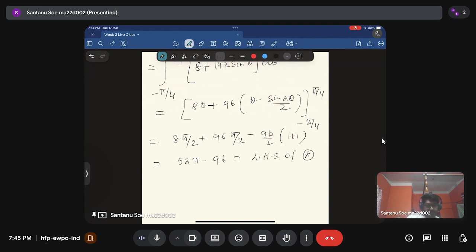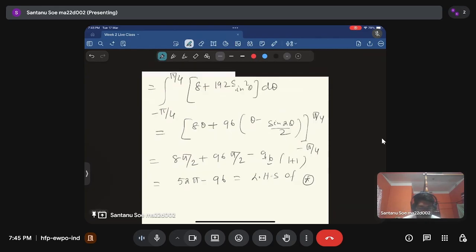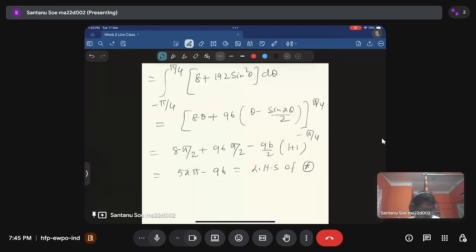Okay, so I hope this is clear. This is just basic integration. There is not any complicated integration. You could verify all the calculations again. So if this question is correct, this answer should be okay.